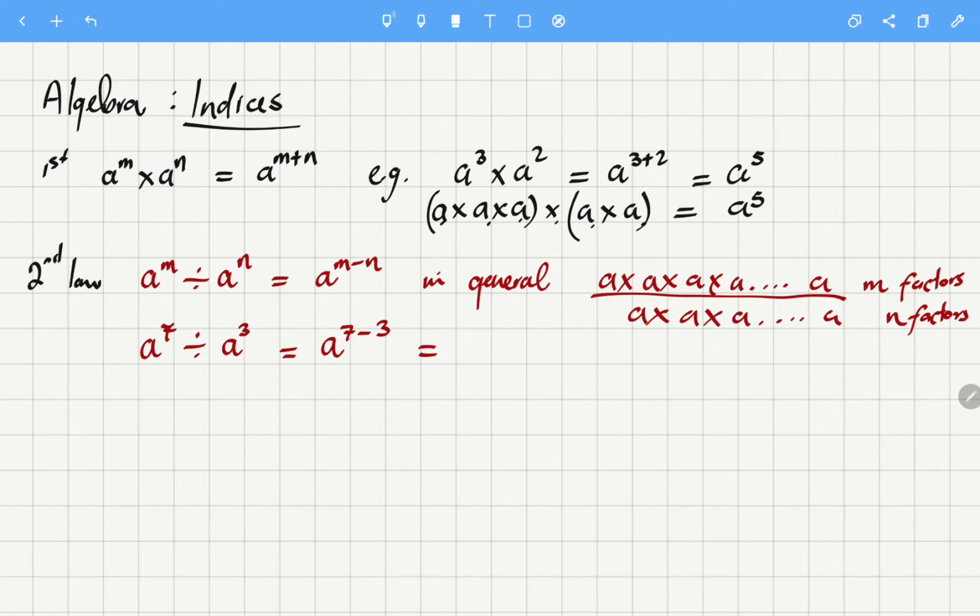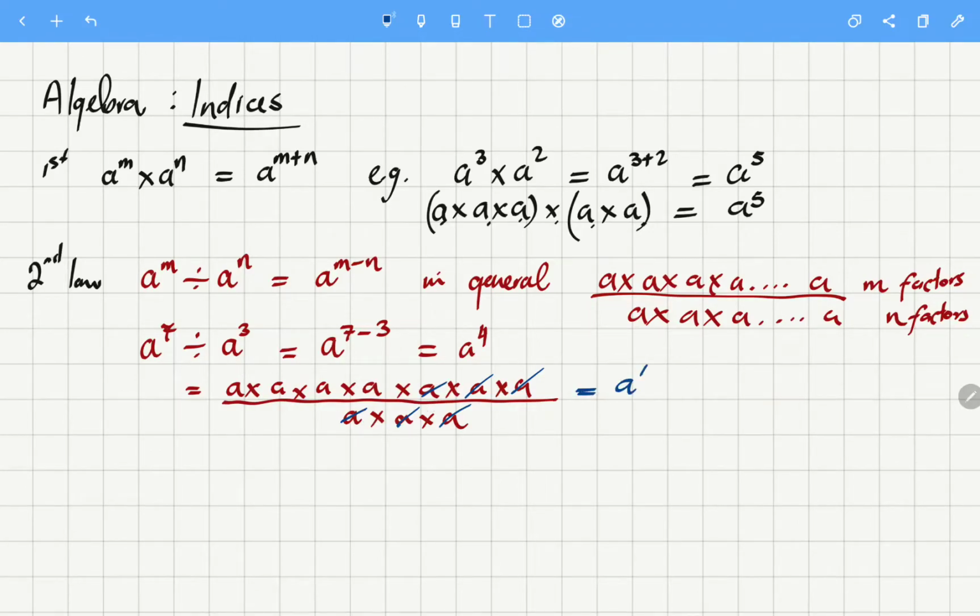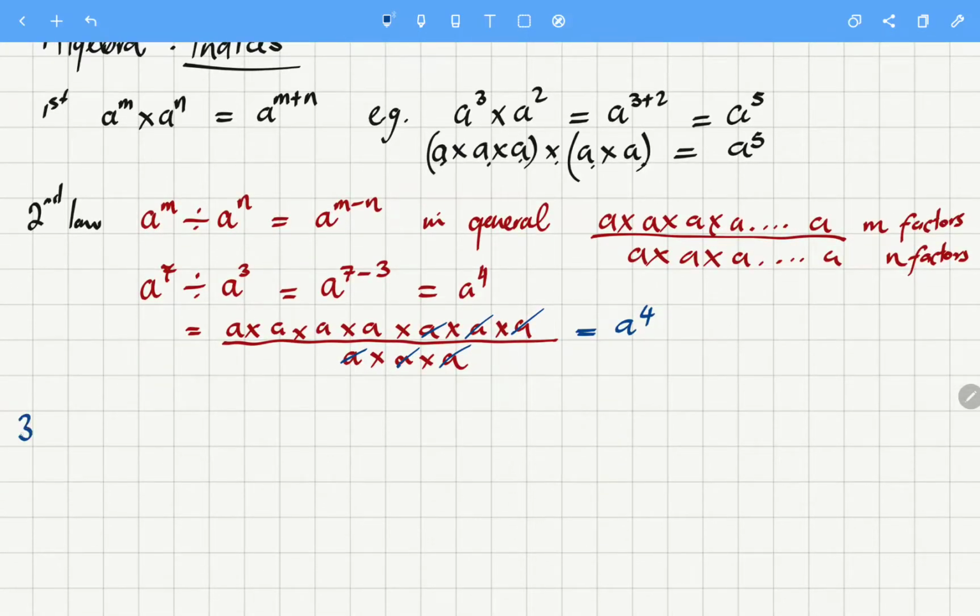Sorry, a to the power 4. So that's a times a times a times a times a times a times a, and then divide by a times a times a. So cancelling things out, you've got four a's, which is a to the power 4.